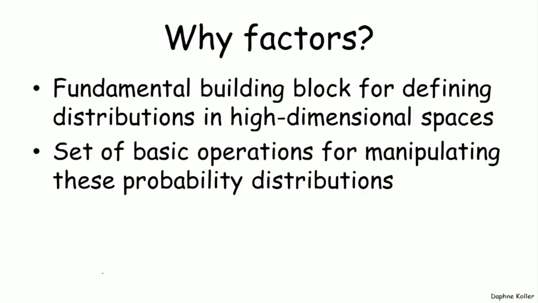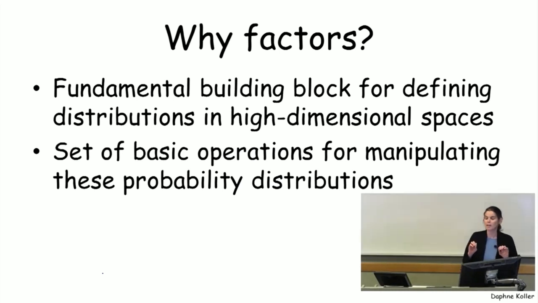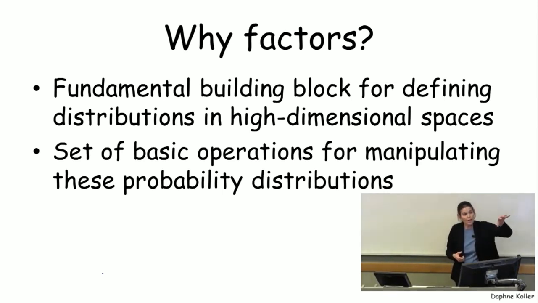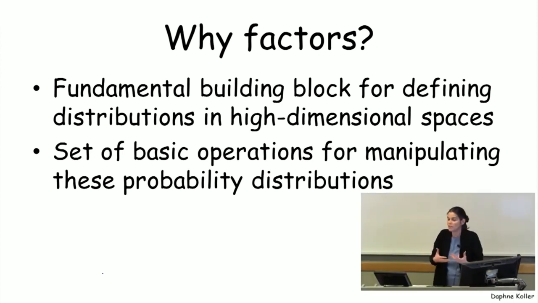Now, why factors? It turns out that factors are the fundamental building block in defining these distributions in high-dimensional spaces. That is the way in which we're going to define an exponentially large probability distribution over n random variables is by taking a bunch of little pieces and putting them together by multiplying factors in order to define this high-dimensional probability distribution. It turns out also that the same set of basic operations that we use to define the probability distributions in these high-dimensional spaces are also what we use for manipulating them in order to give us a set of basic inference algorithms.